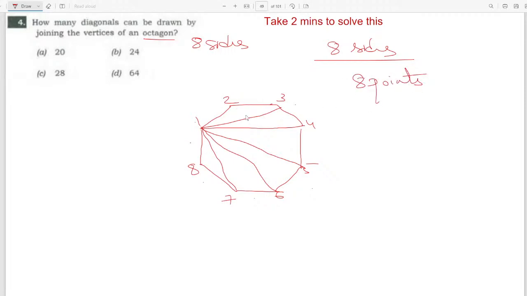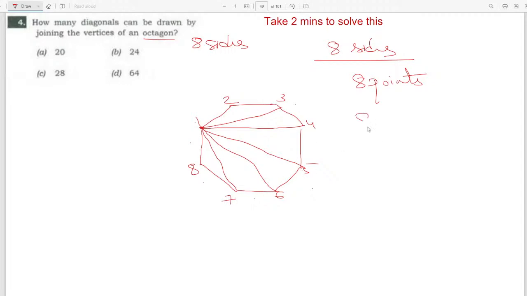So in these 8 points, if you are taking point 1 and counting how many diagonals we can draw, we cannot draw this. If you connect point 1 and point 2, and point 1 and point 8, it is not a diagonal, it is a side of the octagon. So we can only connect with 1, 2, 3, 4, 5 sides. That means 3 points are left out. So you have 1 point can connect only 5 sides.